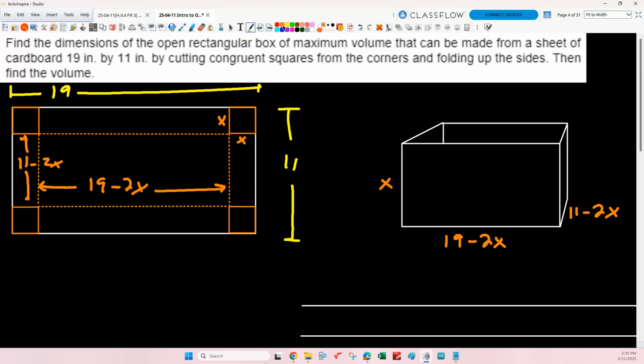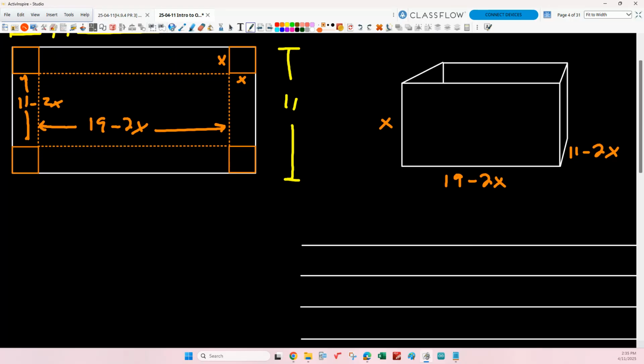So this ends up being a pretty easy problem, actually, because we're trying to maximize volume. Well, what is my volume? My objective function is volume. So what's volume? Yeah, it's just x times 19 minus 2x times 11 minus 2x. How many variables are in that? 1. That's v of x. So this is going to be a pretty easy question, right?